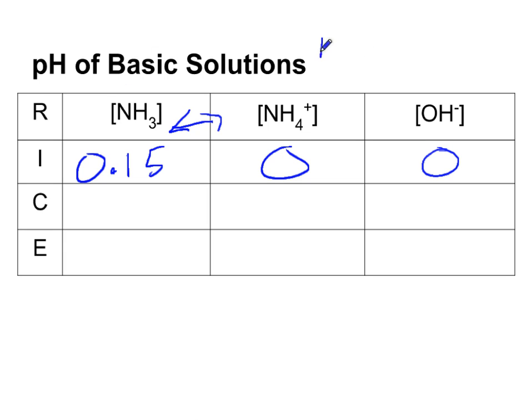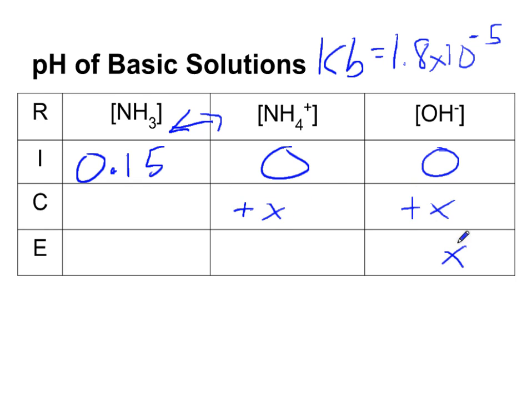We know that Kb is equal to 1.8 times 10 to the negative fifth. So let's try to fill out the rest of our RICE table here. Everything is a coefficient of 1, so we have plus x for the products. So at equilibrium they're just going to be x, and minus x for ammonia, the reactant. So at equilibrium it'd be 0.15 minus x.